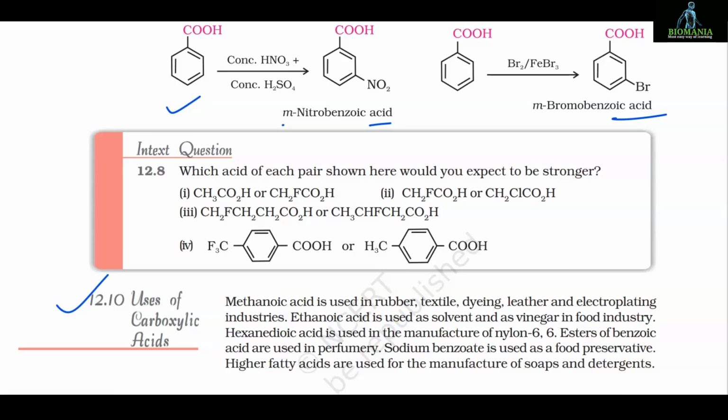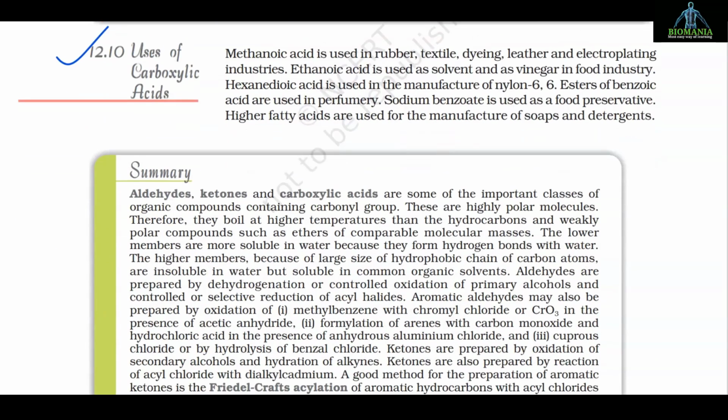12.10 Uses of carboxylic acid. Methanoic acid is used in rubber, textile, dyeing, leather and electroplating industries. Ethanoic acid is used as solvent and as vinegar in food industry. Hexanoic acid is used in the manufacture of nylon 6,6. Esters of benzoic acid are used in perfumery. Sodium benzoate is used as a food preservative. Higher fatty acids are used for the manufacture of soaps and detergents.